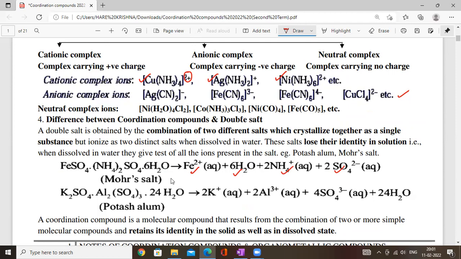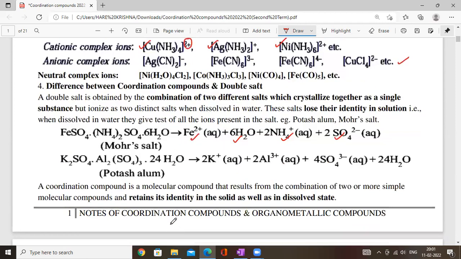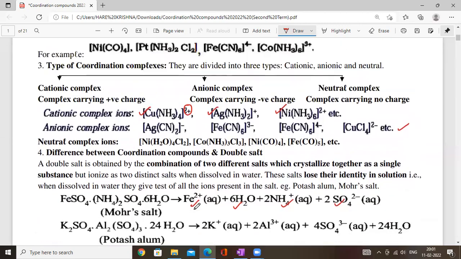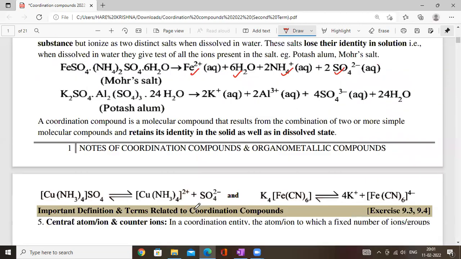But a coordination compound is a molecular compound that results from the combination of two or more simple molecular compounds, and it is going to retain its identity in the solid as well as in the dissolved state. That is the most important point we have discussed so far: the difference between a coordination compound and a double salt.